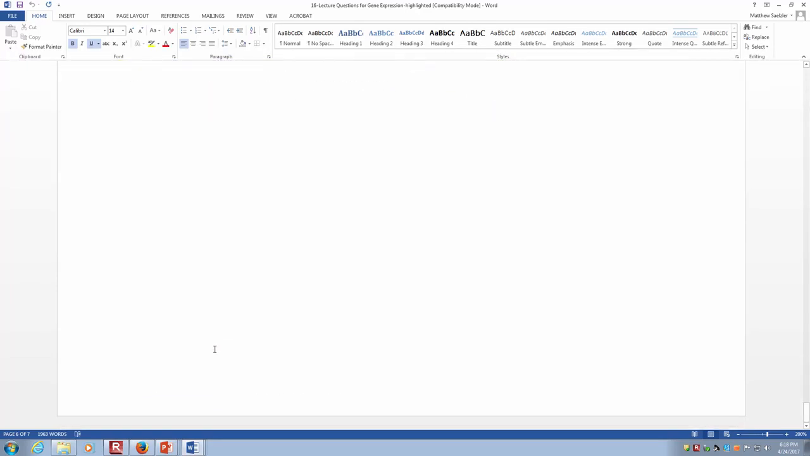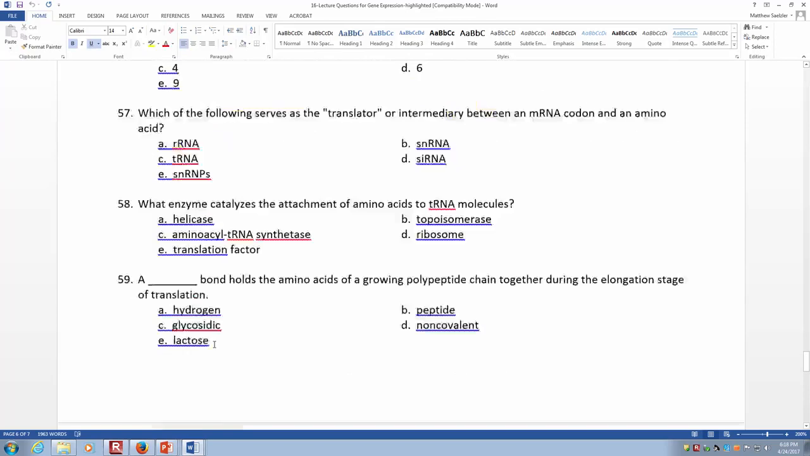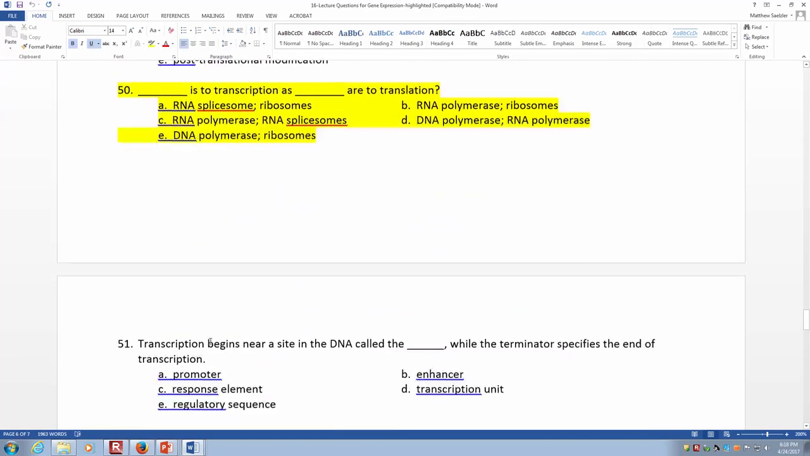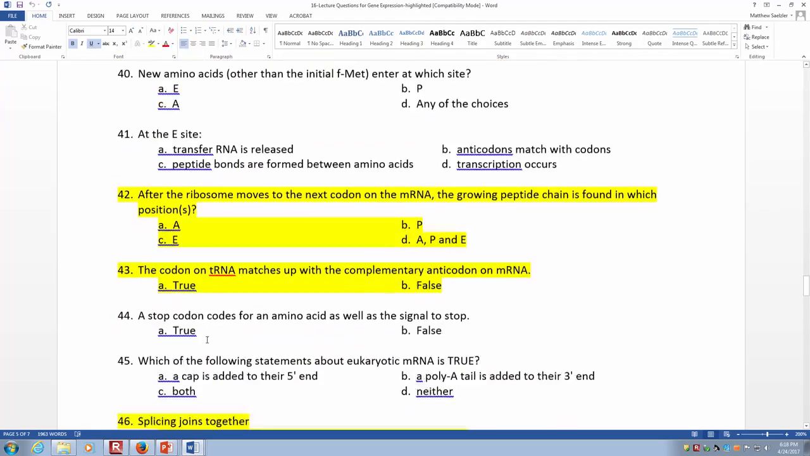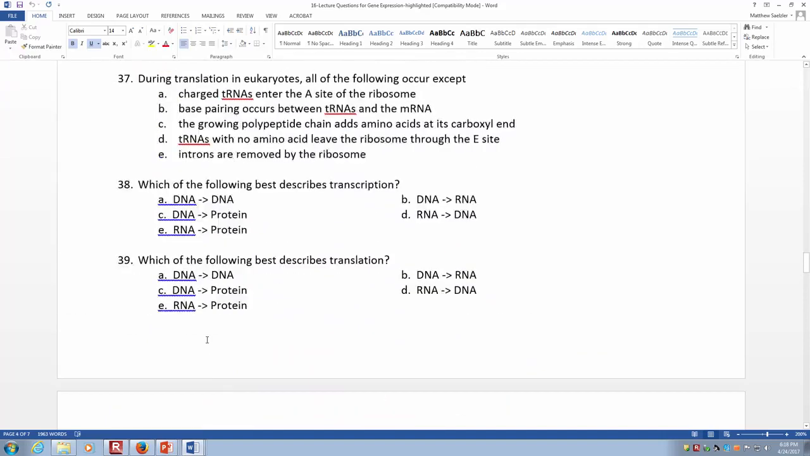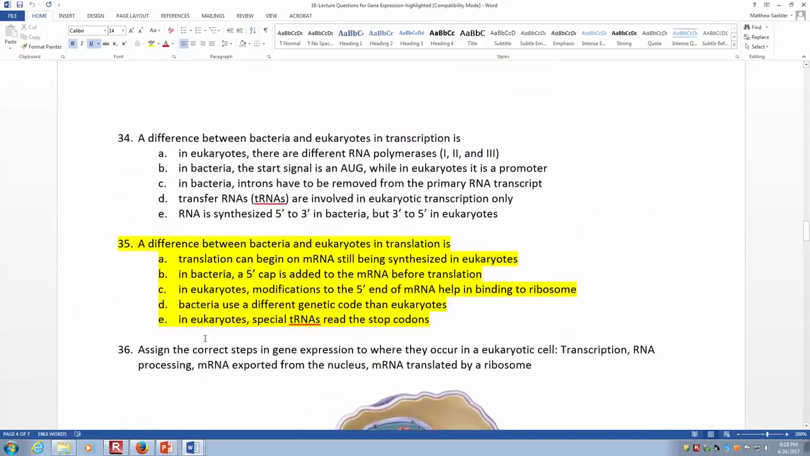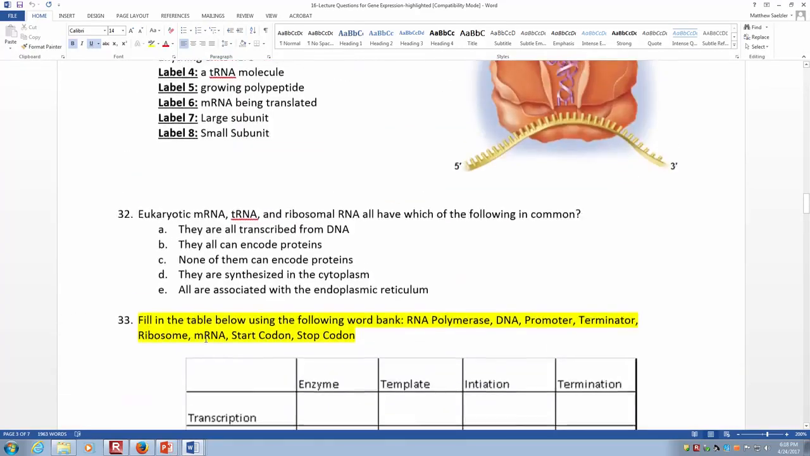Okay, do you guys see any other questions from this topic that you want to go through? So this topic has a lot of details to it, in addition to a lot of new vocabulary.